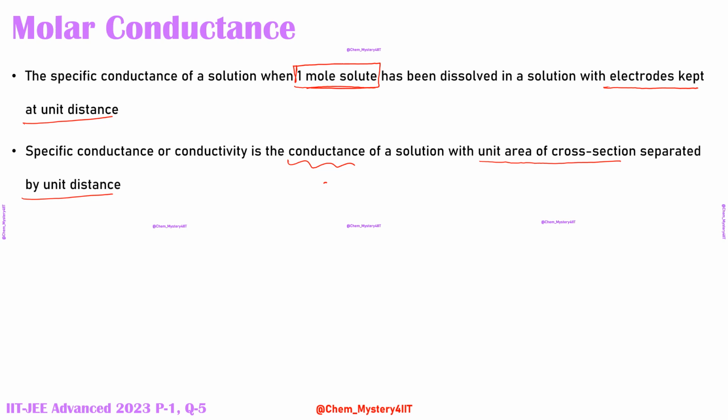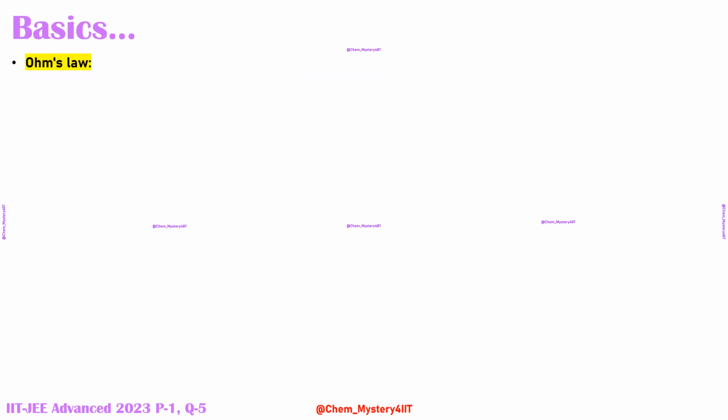We will be coming back to the specific conductance in a moment. First, we need to go back to even more basics of this electrochemistry. So we have, coming from Ohm's law, that the resistance is equal to resistivity rho into L by A, where L is the length of the conducting wire or any solution, and A is the area of the cross section of the wire or any conducting solution.